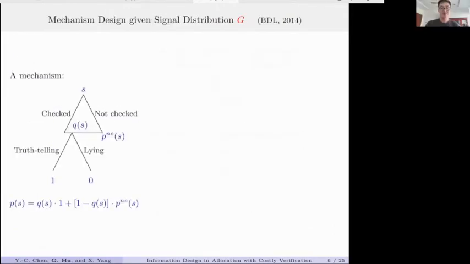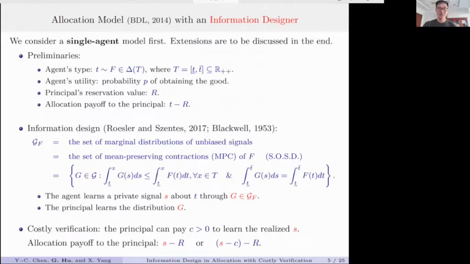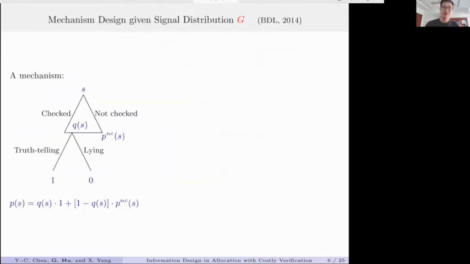So we have an information design problem followed by a mechanism design problem. And let's first look at the mechanism design problem. So kind of a backward induction, given the signal distribution G. So this part is just the simplification of BDL's model. So if you are familiar with that one, then this part will be quite easy.